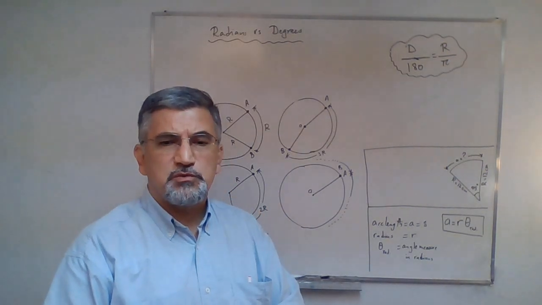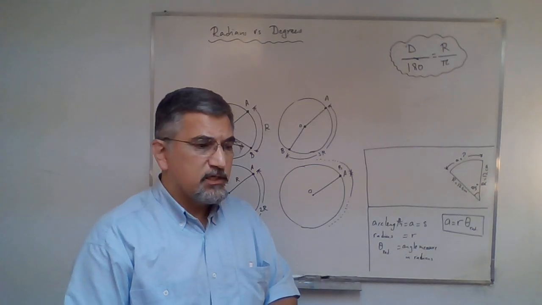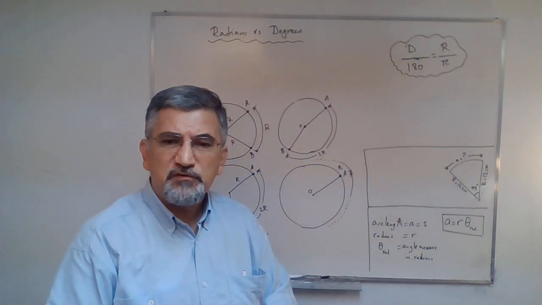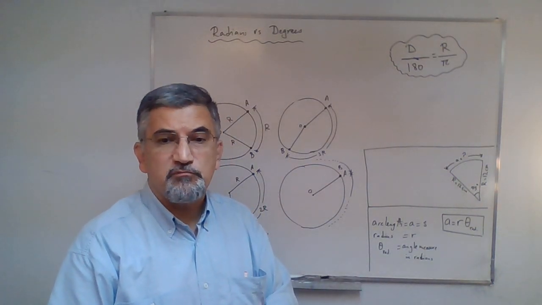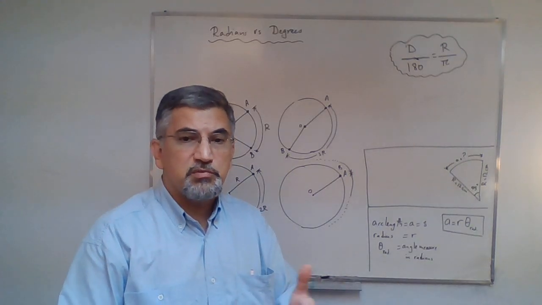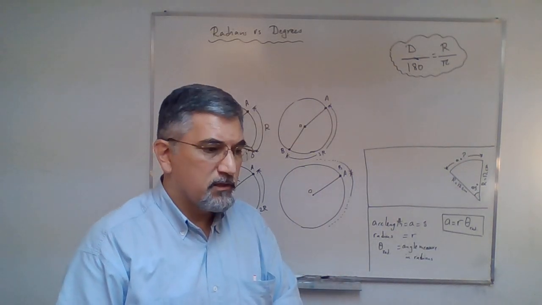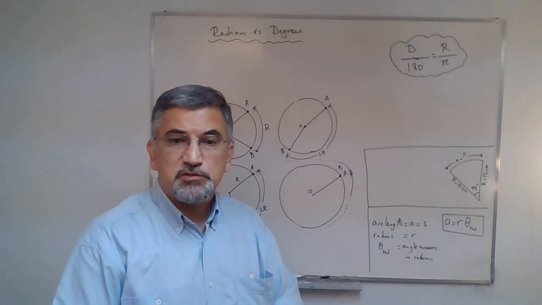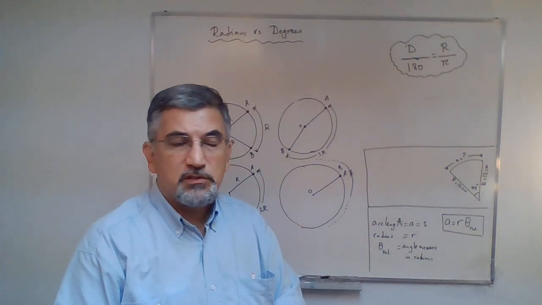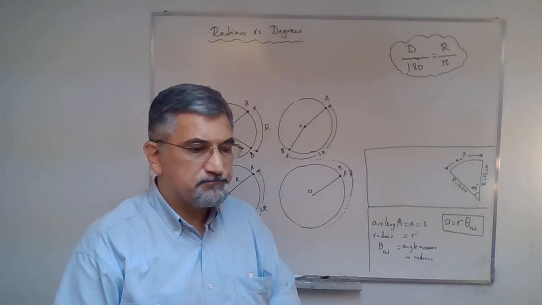The second unit of measurement we want to talk about is called radians, which is roughly about 57 degrees, and it's a bigger unit of measurement, just like kilometers is a bigger unit of measurement compared to meters. So radian is a unit of measurement for measuring angles, but it's bigger than 1 degree.